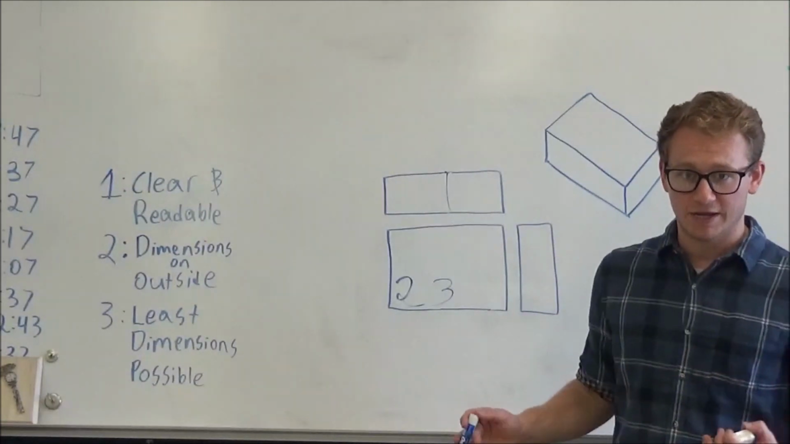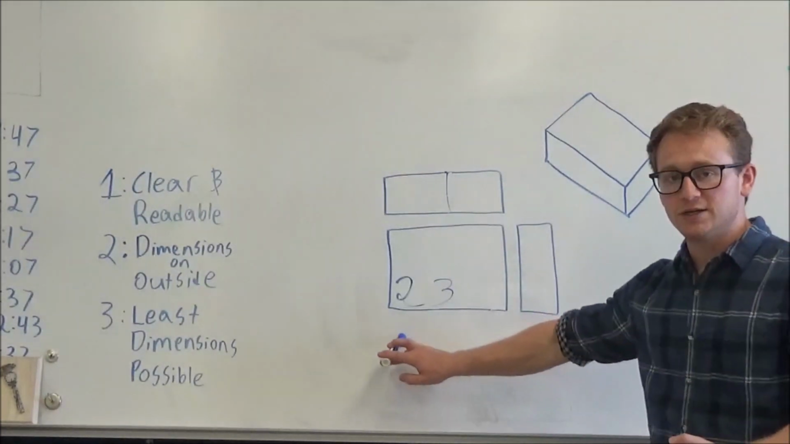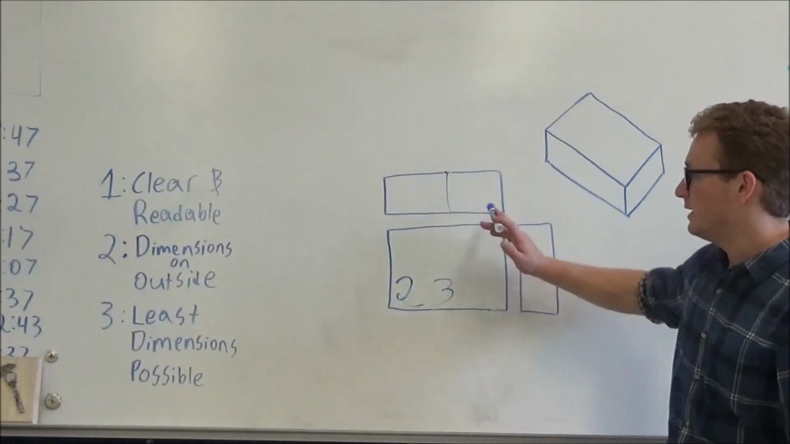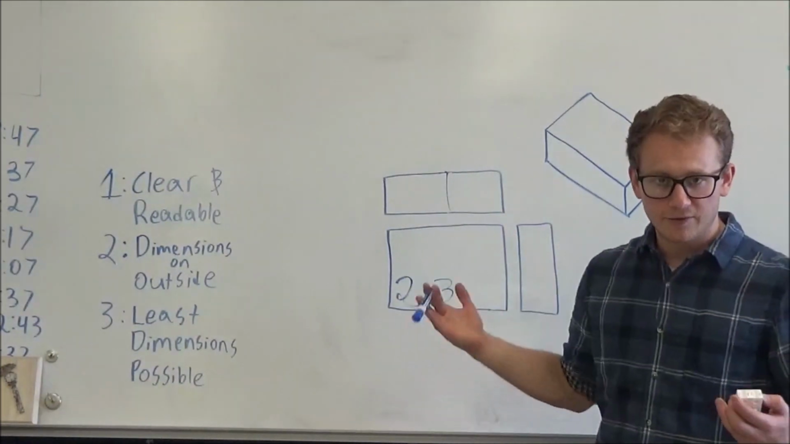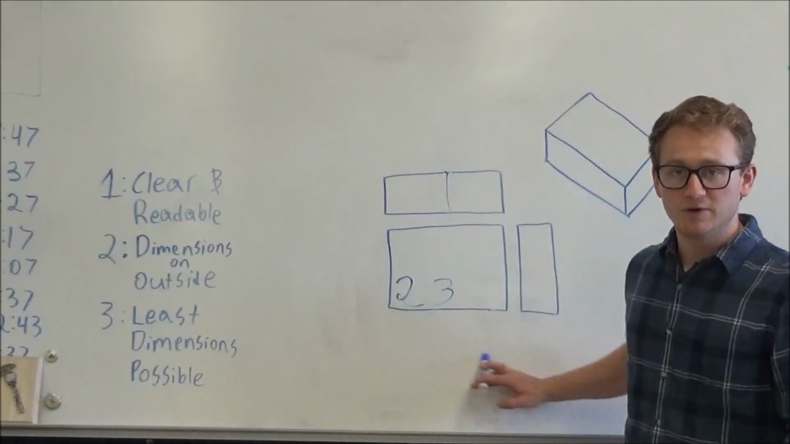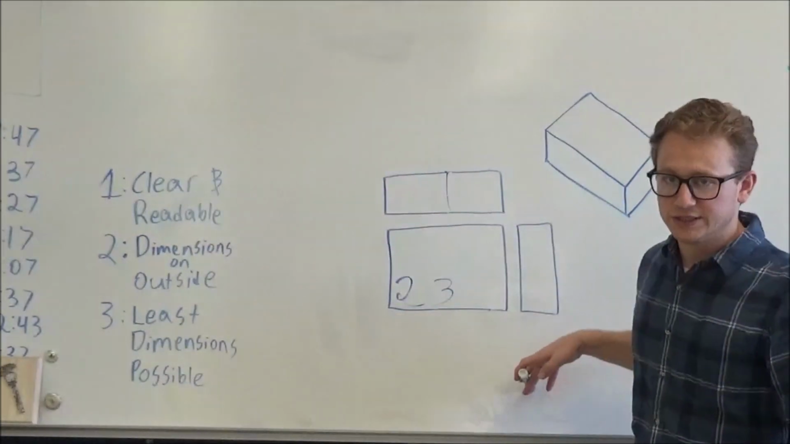You don't do that in dimensioning. Always keep your dimensions on the outside of the views. Don't put them on the object. Don't put them in between views. Every once in a while there's an exception where you might need to do that. But in general, keep your dimensions outside of your sketch.